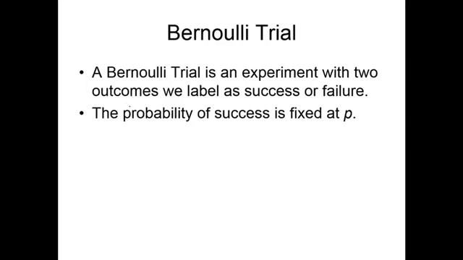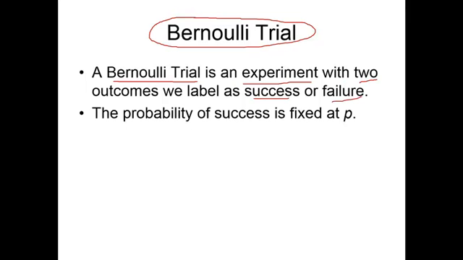Okay. One type of experiment which we will be coming back to again and again is called a Bernoulli Trial. Okay, Bernoulli Trial. It's an experiment with two outcomes. We label them as success or failure. Okay, you can succeed or you can fail. There are only two ways to do it, and we let P denote the probability of success.